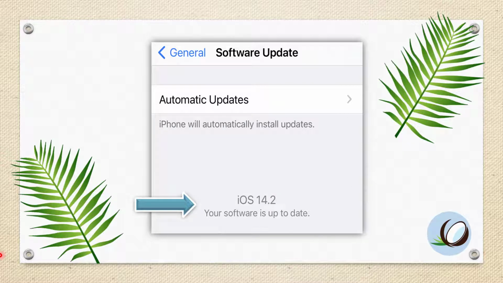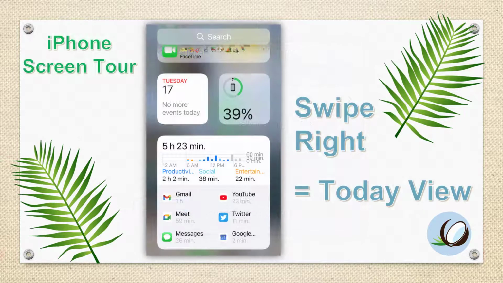So go ahead and update your phone to iOS 14. We're going to take a little tour of the iPhone just so that we're clear about our terminology. While you're on the home screen, which is your main page, if you take your finger and swipe to the right, you're going to get to what's called the Today view, a listing of your most frequently used apps.